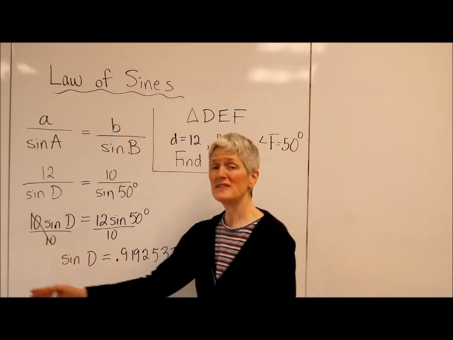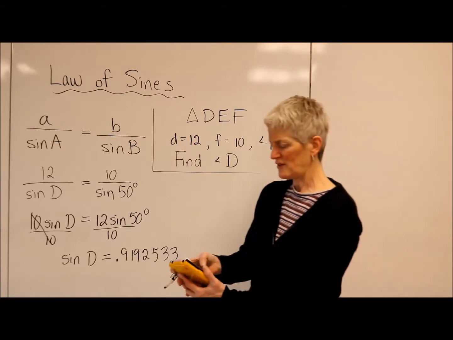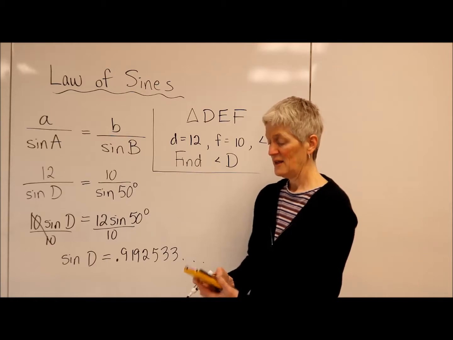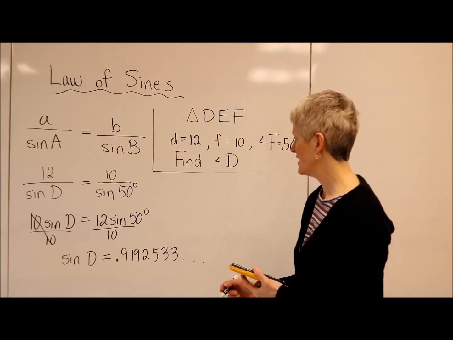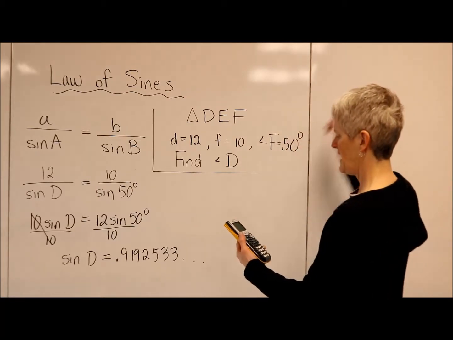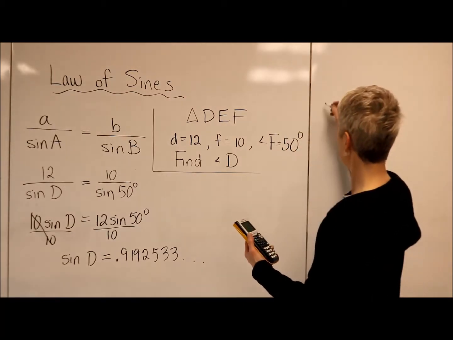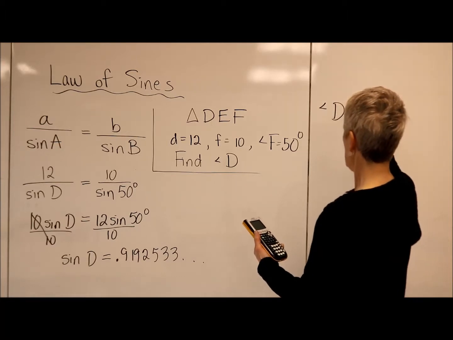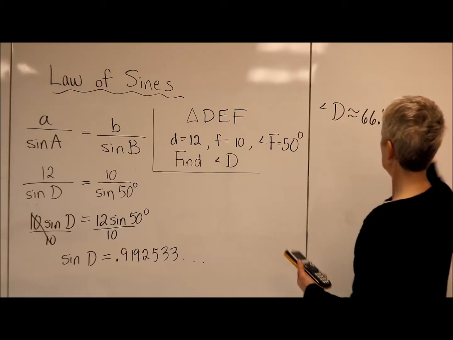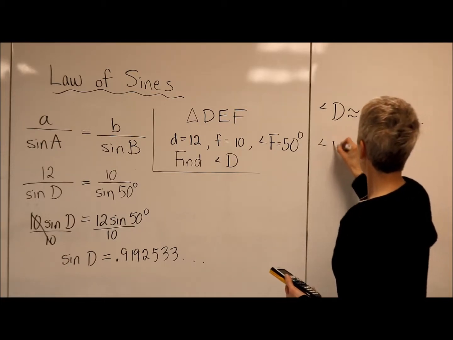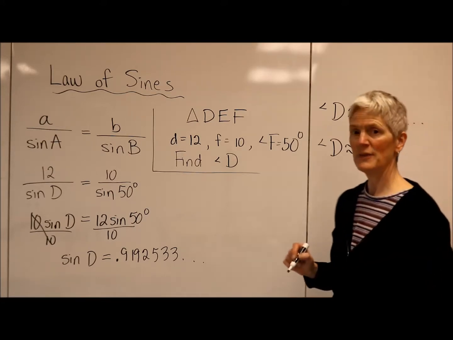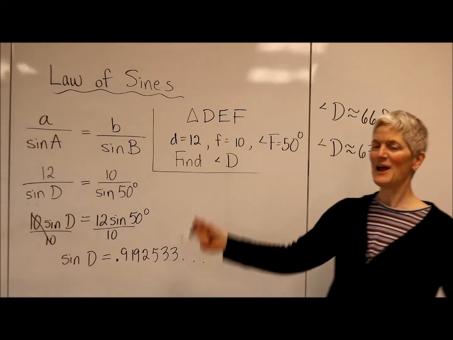So to undo sine, I'm going to take the inverse trig function, which is inverse sine, second sine on your calculator. And my calculator tells me that angle D is about 66.817-ish, or about 67 degrees. Should I just circle my answer and say, hey, I'm done?